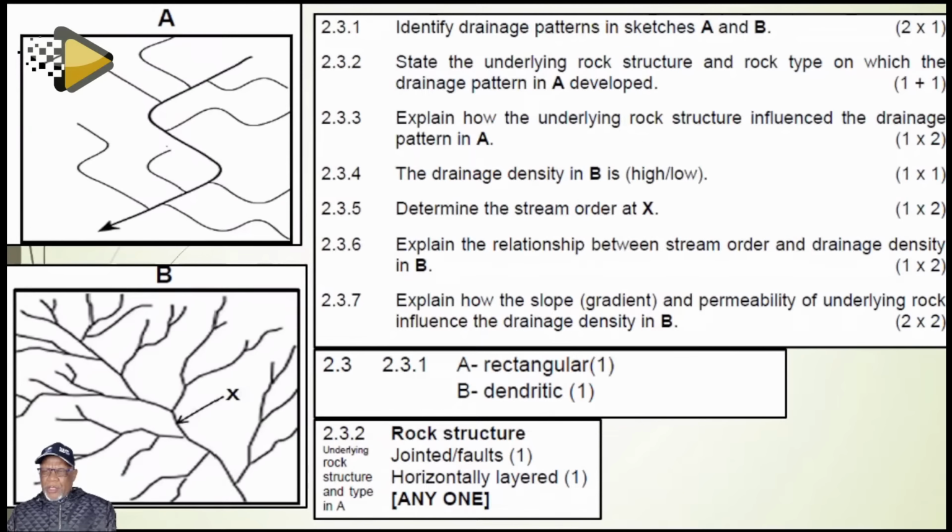Underlying rock structure and rock type in drainage pattern A developed. We said number one, the rock structure is jointed, faults, or horizontal layered.